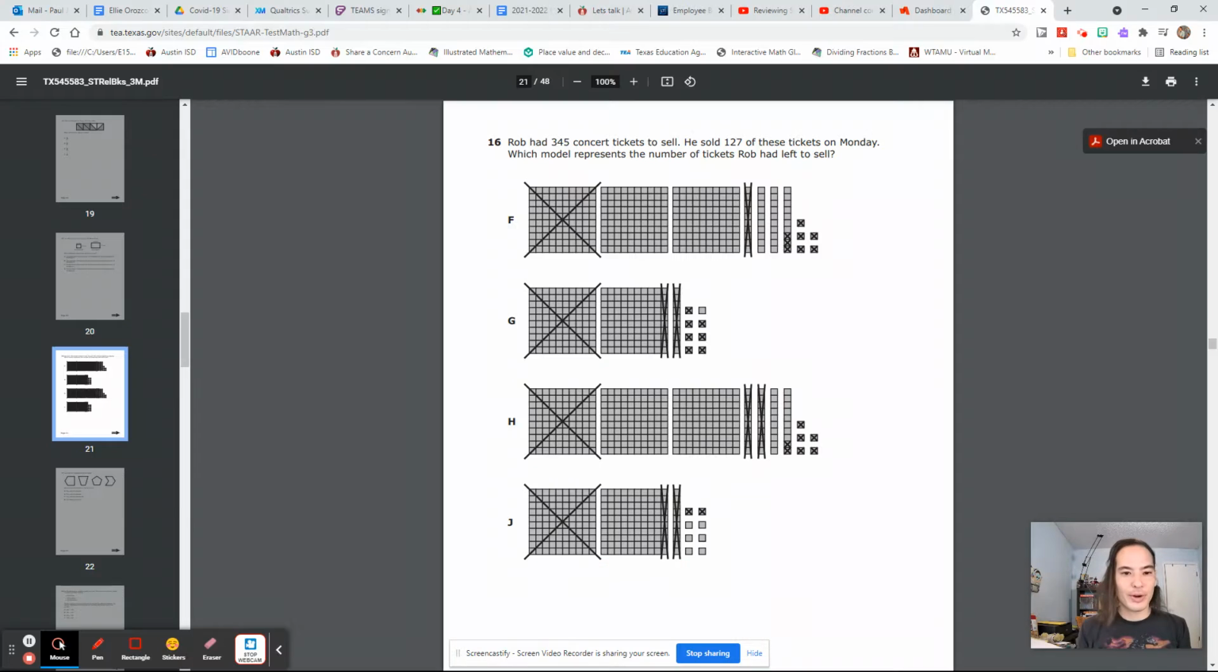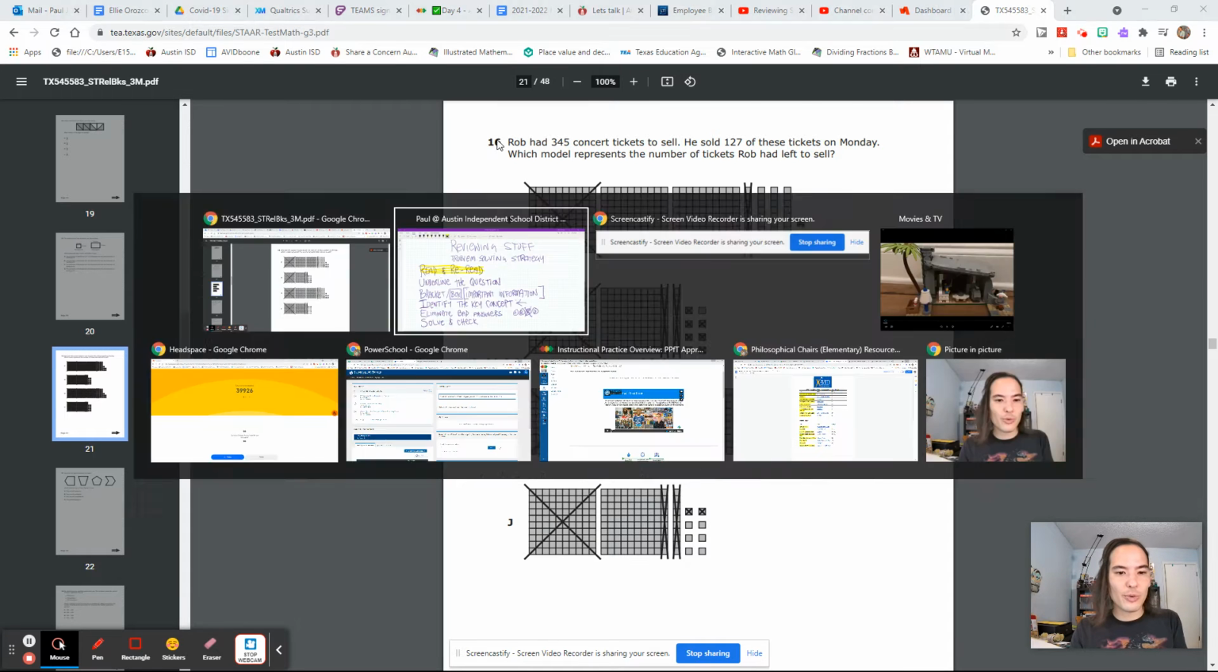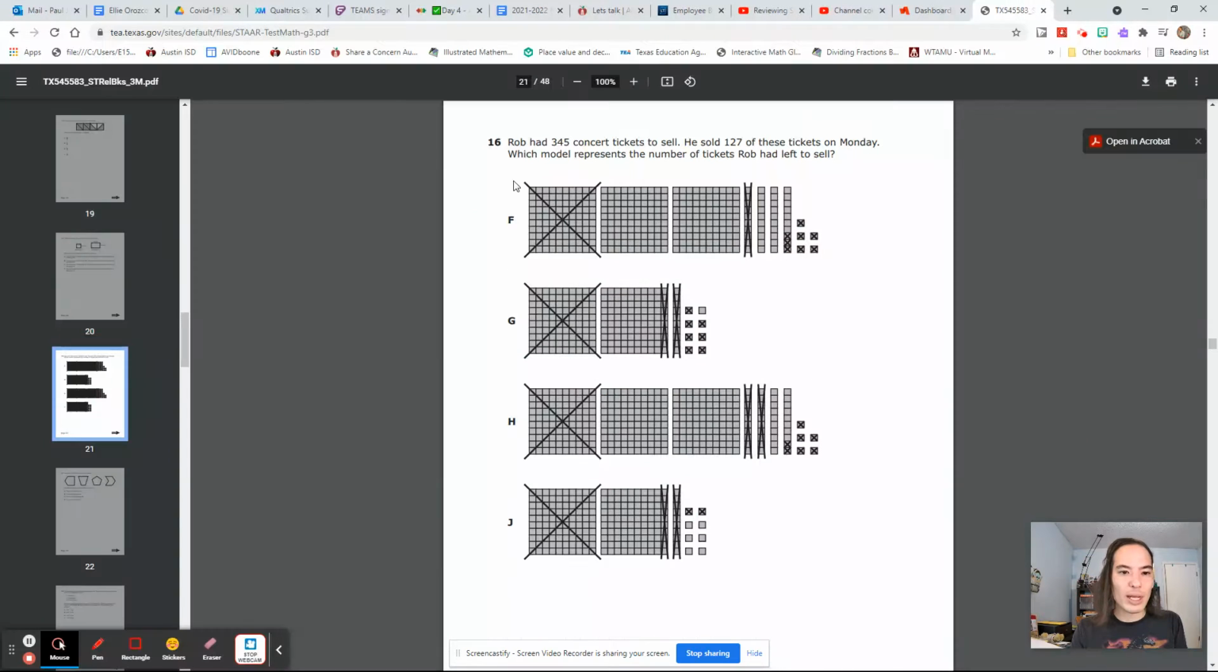That's our first step. All right, so Rob had 345 concert tickets to sell. He sold 127 of these tickets on Monday. Which model represents the number of tickets Rob had left to sell? I read it once and I started to think about ways to problem solve, but I'm going to read it again just to make sure I know all my information. So this is our reread.